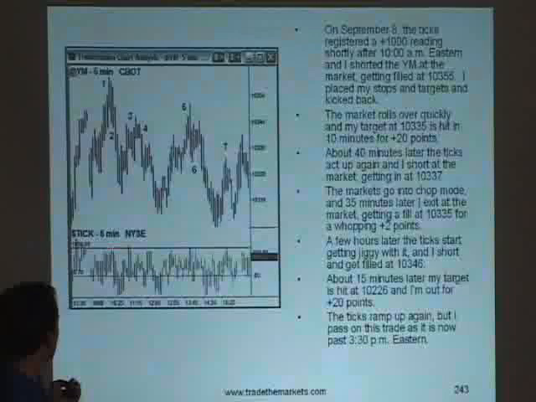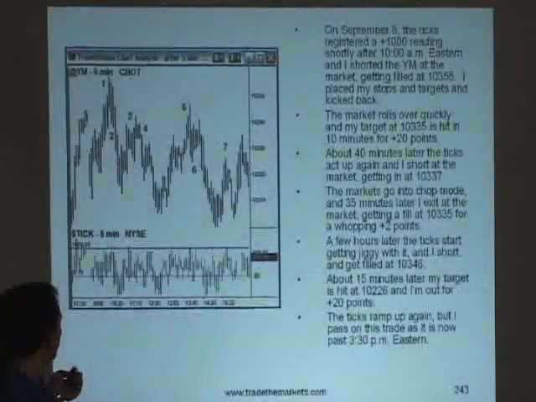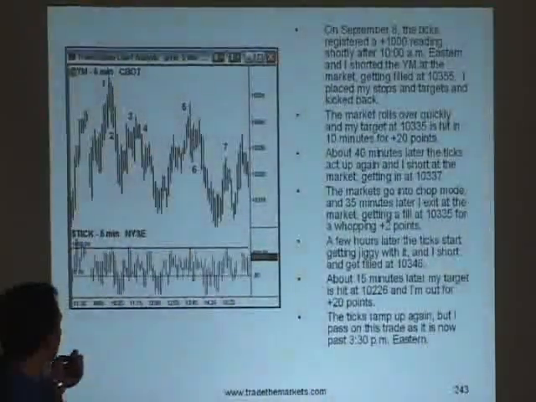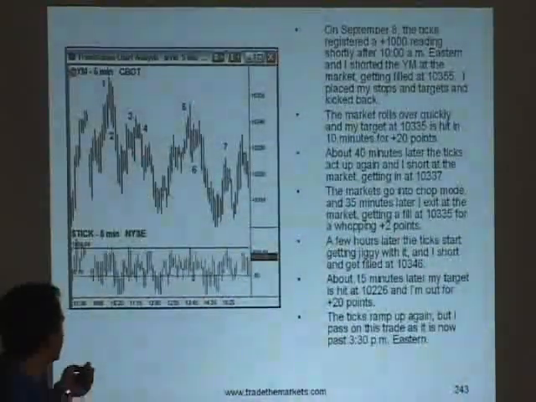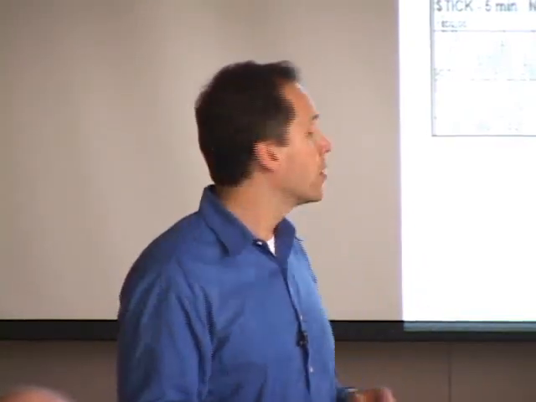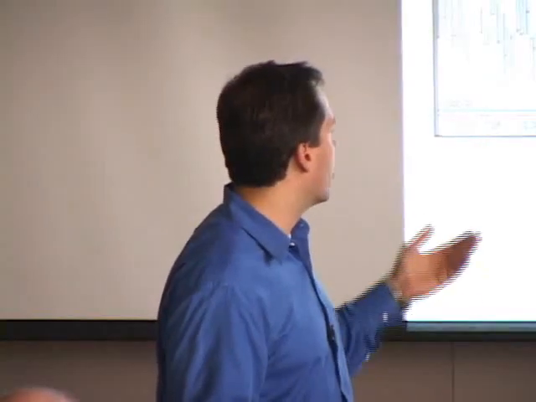First 1,000 tick reading comes in. You're out for plus 20 points. The next one comes in. It just kind of chops around. Your timer goes off. You're out for 2 points. The next 1,000 tick comes in. You're out for 20 points. So 3 trades, 42 points, done. And it's a choppy day. How many people are getting chewed up in commissions and everything on this day? So there's more examples.